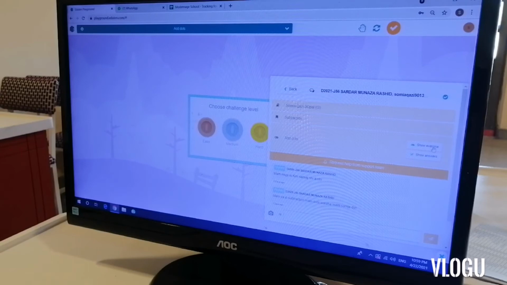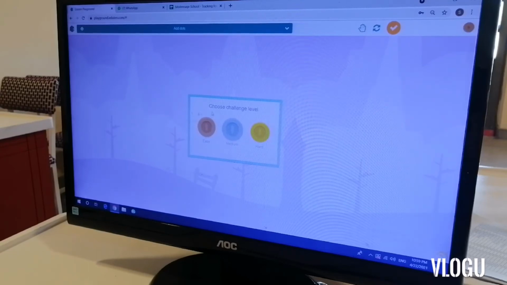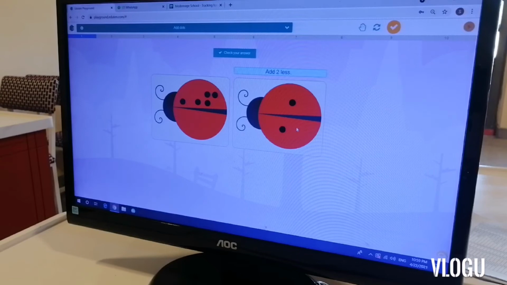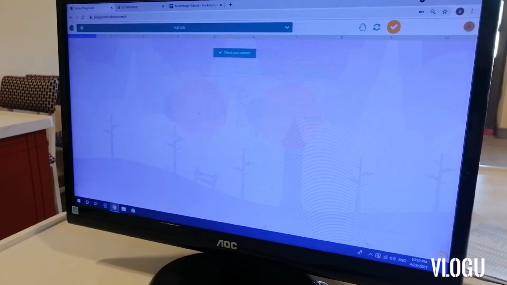So I show the exercise. When I click on the exercise, here is Add Dots, choose challenge level. First I'm going to click on the easy one. The question is the ladybird, two ladybirds. So the 1, 2, 3, 4 dots are here. Add two less. Two less means 1, 2, 3, 4, 5. From 5, two less leaves 1, 2, 3, so 3 dots.